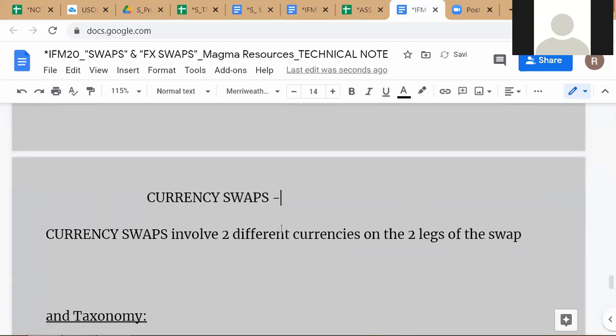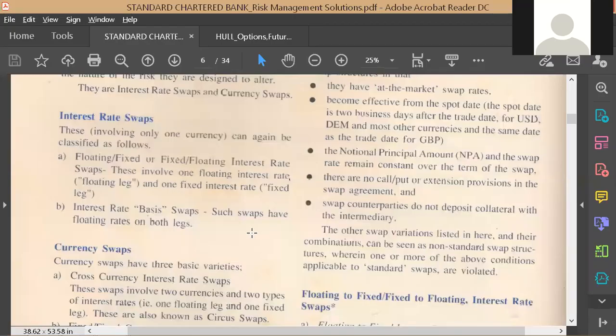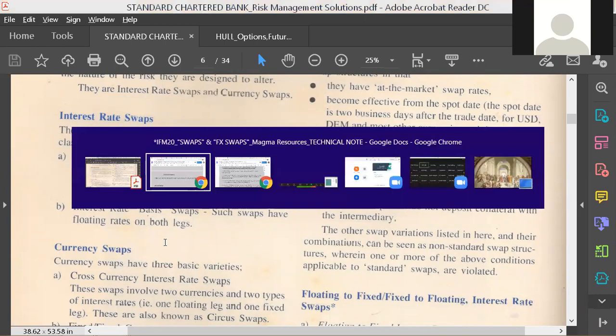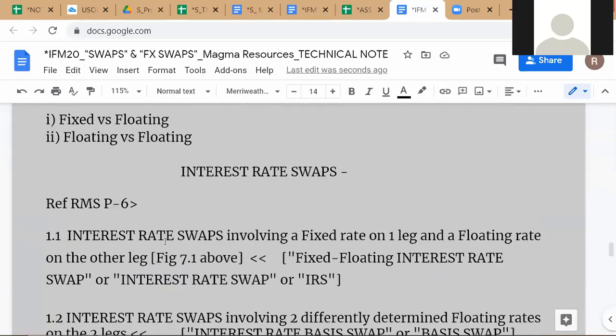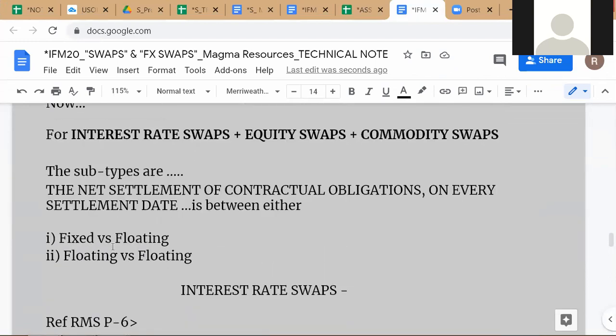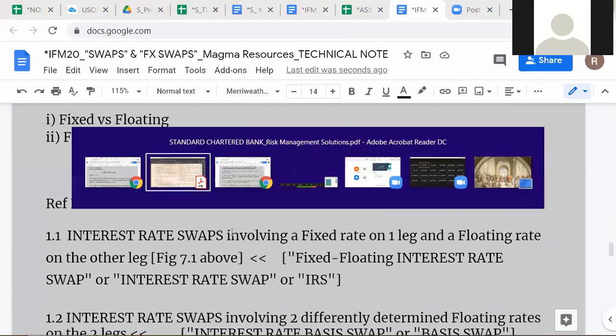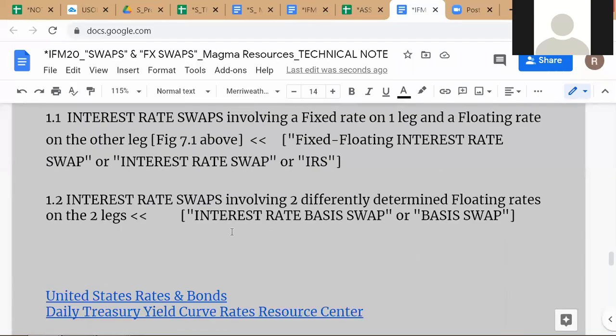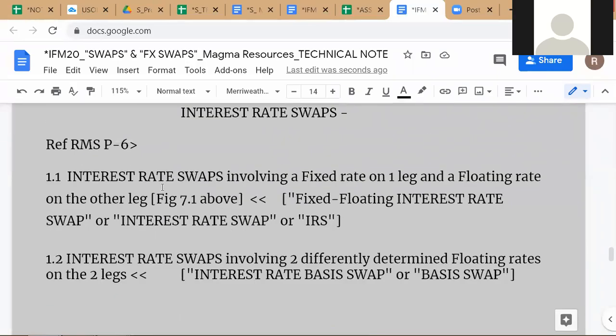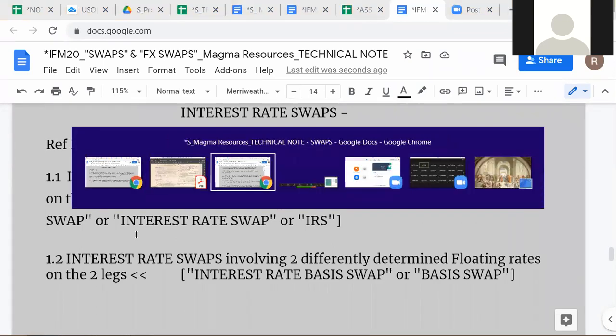Okay. And so, following the RMS, we'll quickly have an overview first. So we said interest rate swaps already. We know that they can only have fixed versus floating or floating versus floating. What do we call them? We go to RMS page 6. All right. This is called, I'll just repeat it, a fixed rate on one leg and a floating rate on the other leg. Okay. 7.1, that is.